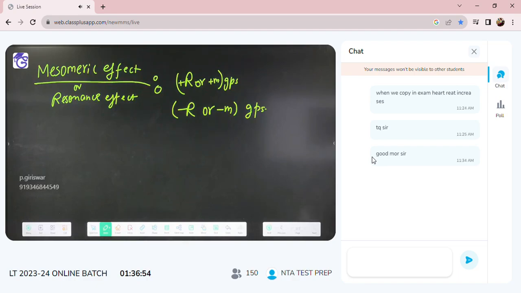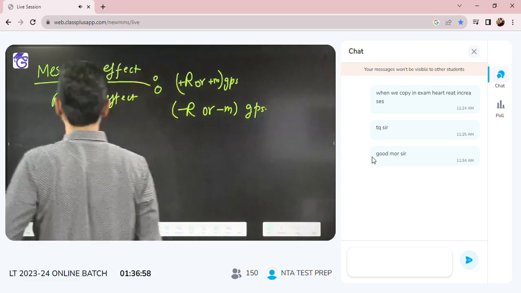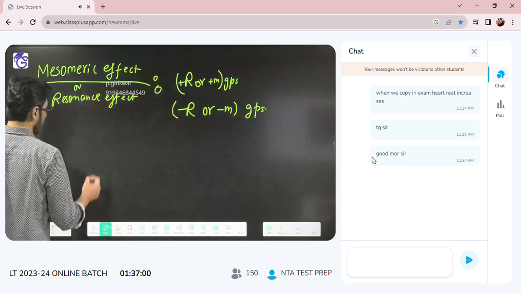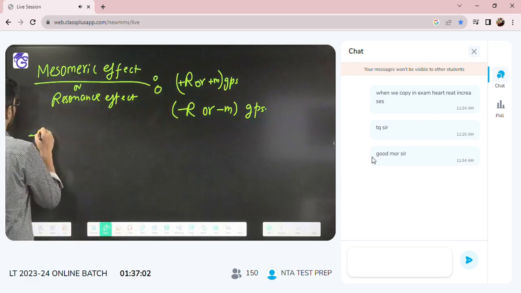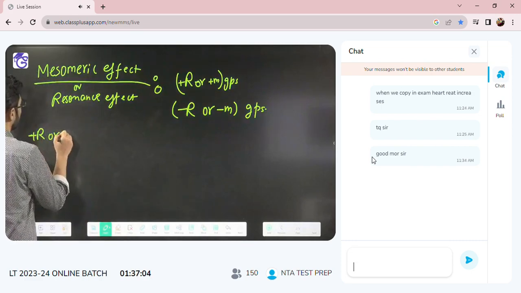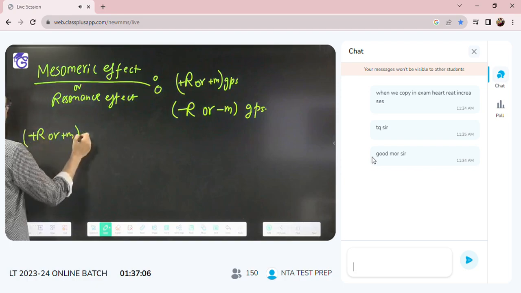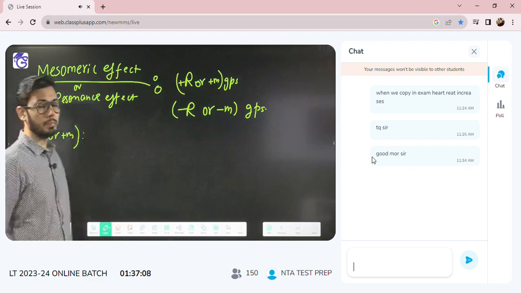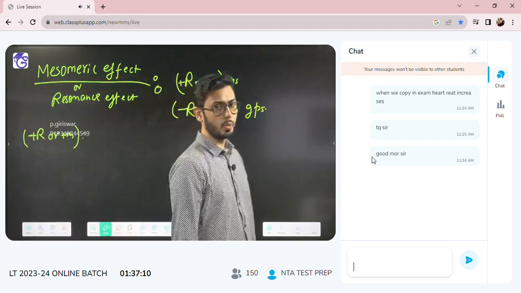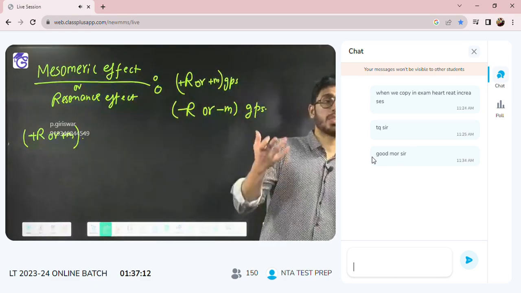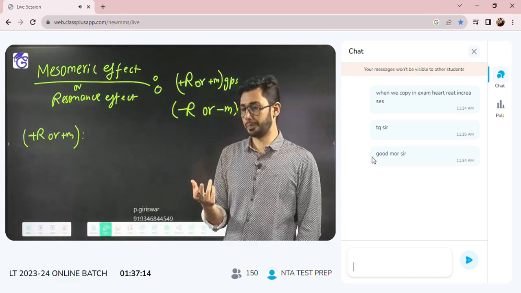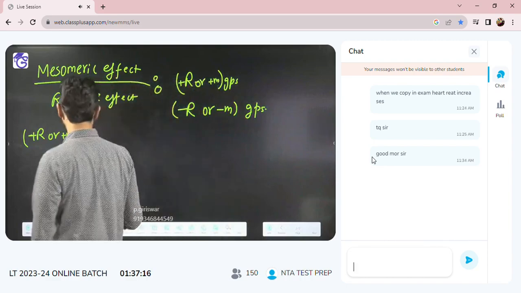Written? Now, here the point is just like plus I, minus I, some order we are going to write, which is useful for other chapters. Plus M, plus R groups mean they are electron releasing groups. And which electrons are they releasing? Pi electron density. Pi electrons are involved.